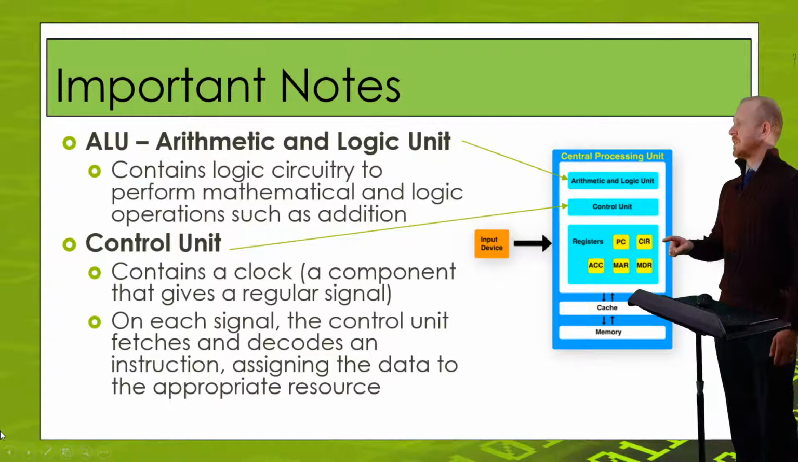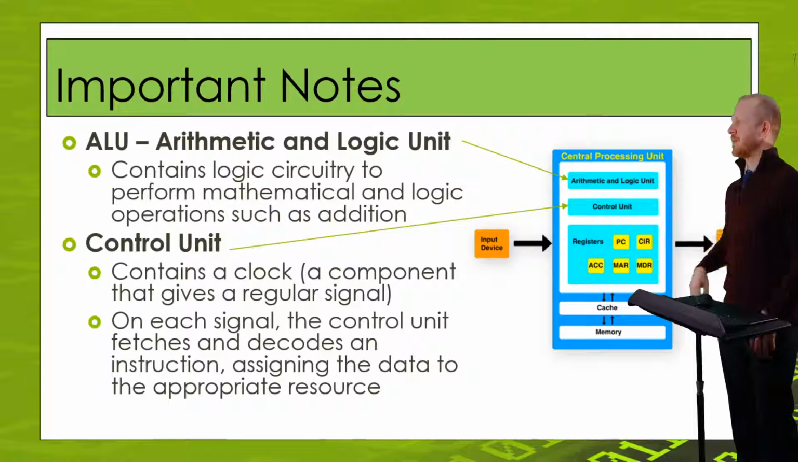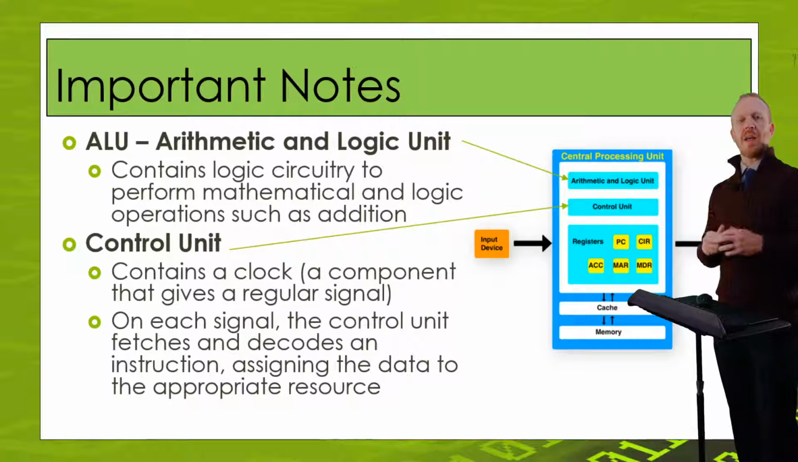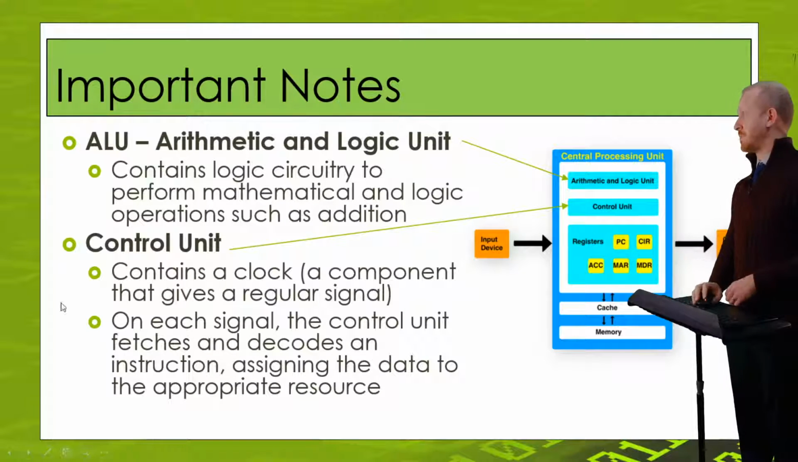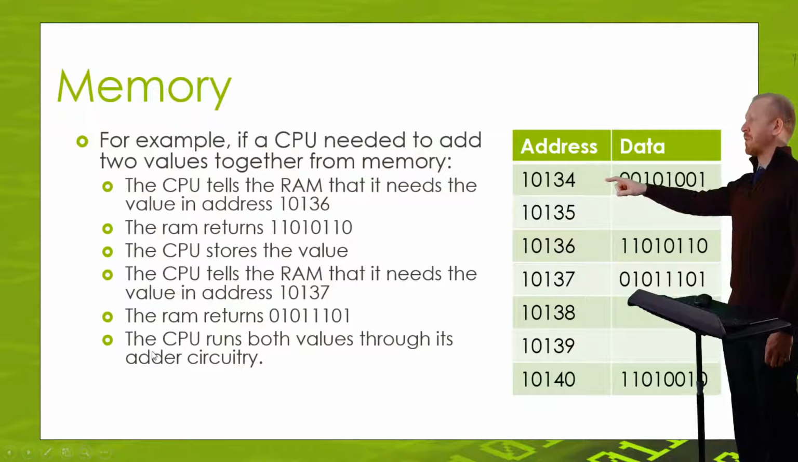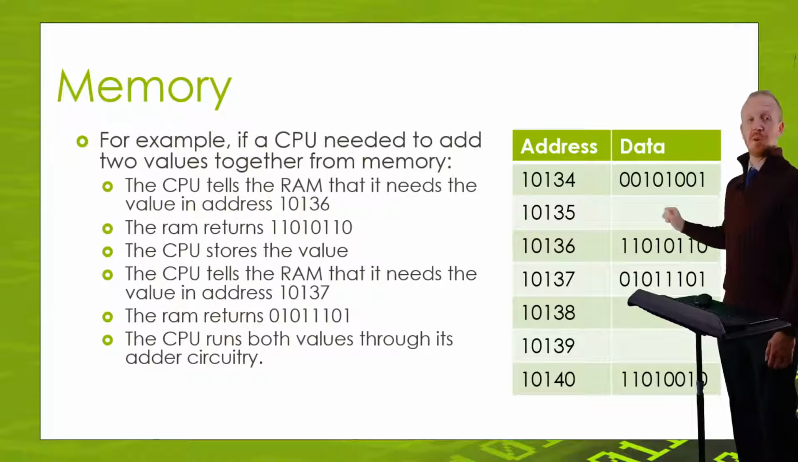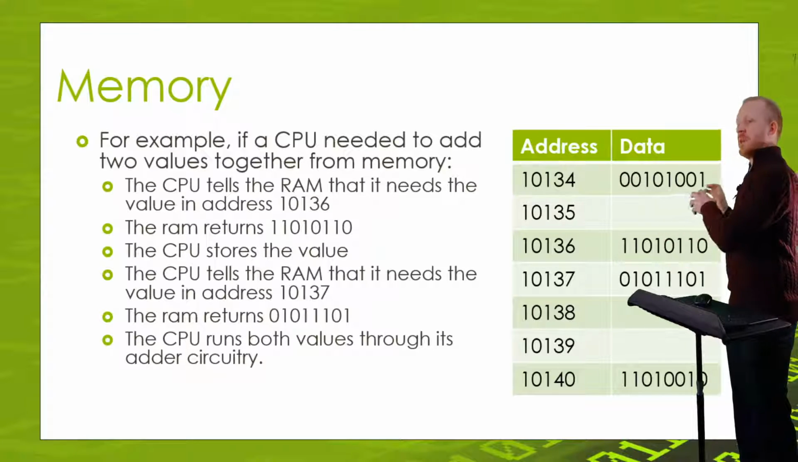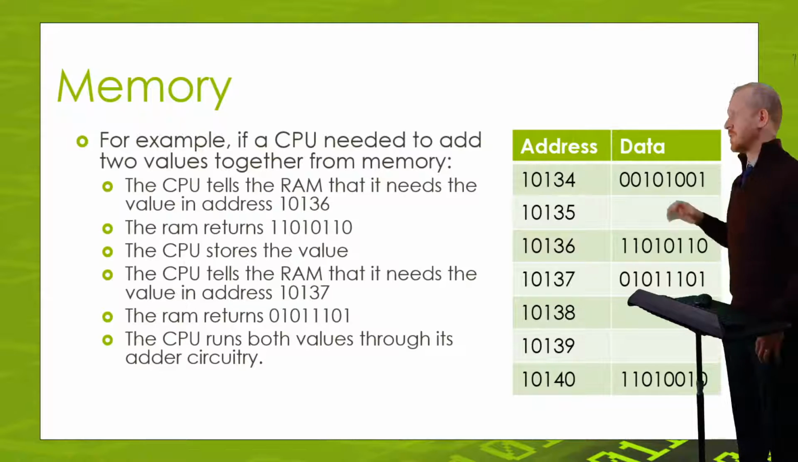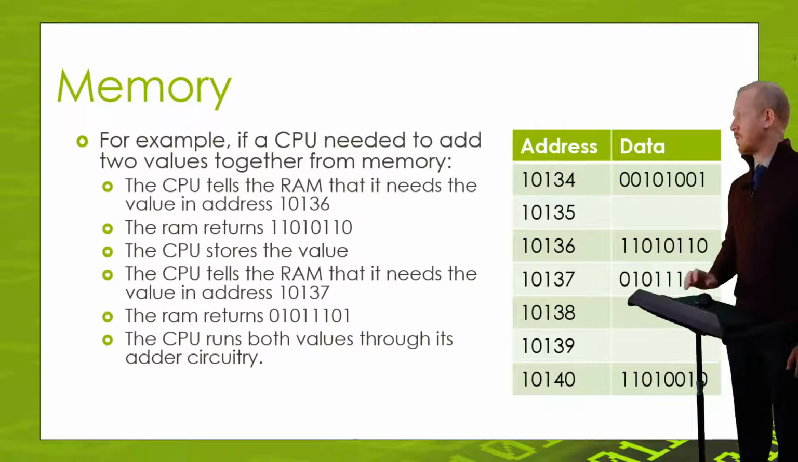The current instruction register here is where that actual instruction that's just been fetched is put. So I'll go back up here again. If the program counter had 10134 in it, then we get this value here out of 10134, and that goes into the current instruction register. So the current instruction register stores this, which is the instruction we want to run.